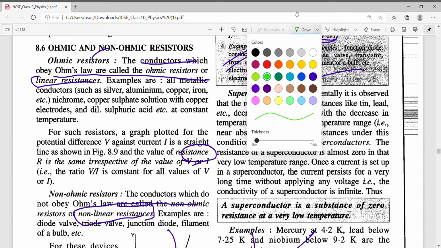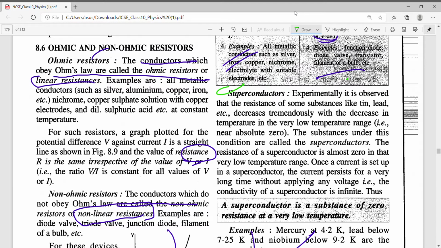So now we move on to a very important part, I could say, that is superconductors. Experimentally, it is observed that the resistance of some substances like tin, lead can be decreased tremendously and sharply at a very low temperature range. The substances under this condition are called superconductors. The resistance of a superconductor is almost zero in that very low temperature range. Once a current is set up in a superconductor, the current persists for a very long time without applying any voltage. That is, the conductivity of a superconductor is infinite.